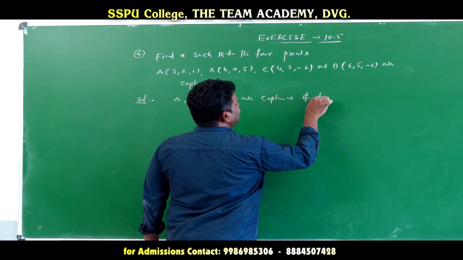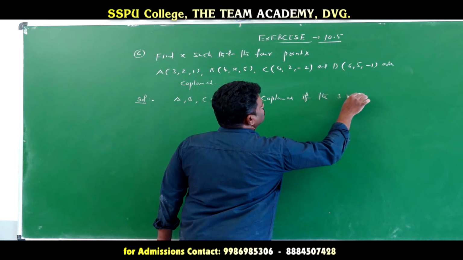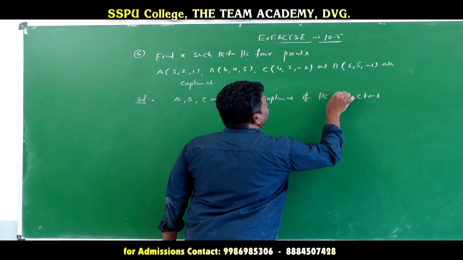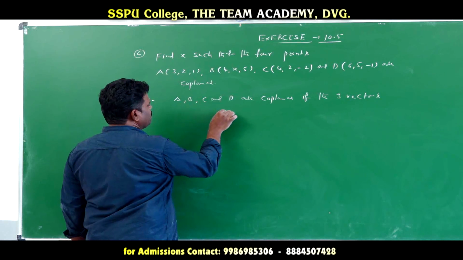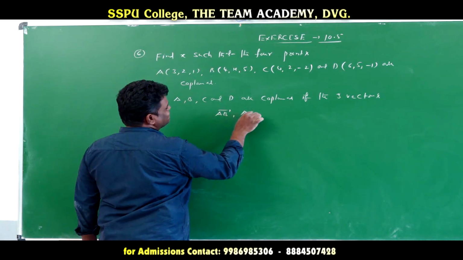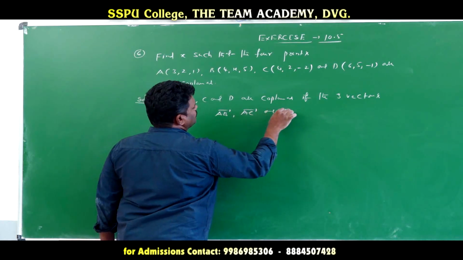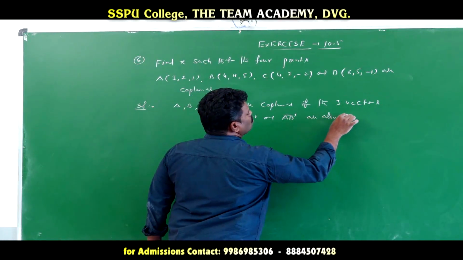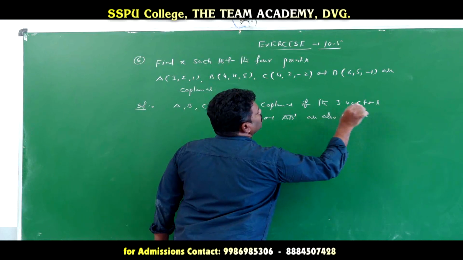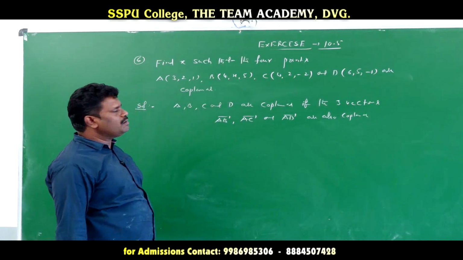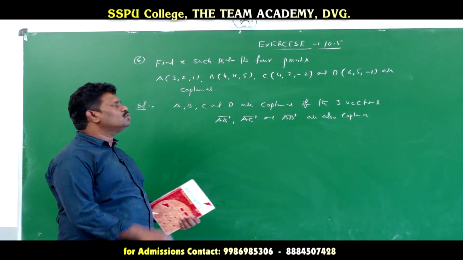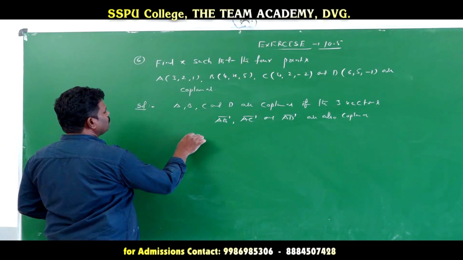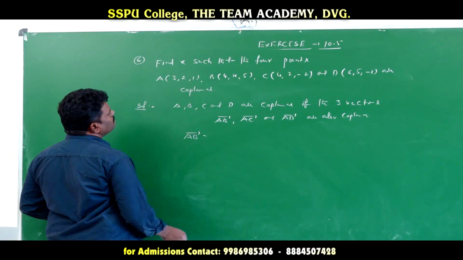If the 3 vectors AB, AC and AD are also coplanar. Okay? Now if you consider the box of AB, AC, AD, it is equal to 0. So that's why first, AB vector. If you write the AB vector, AB means what?